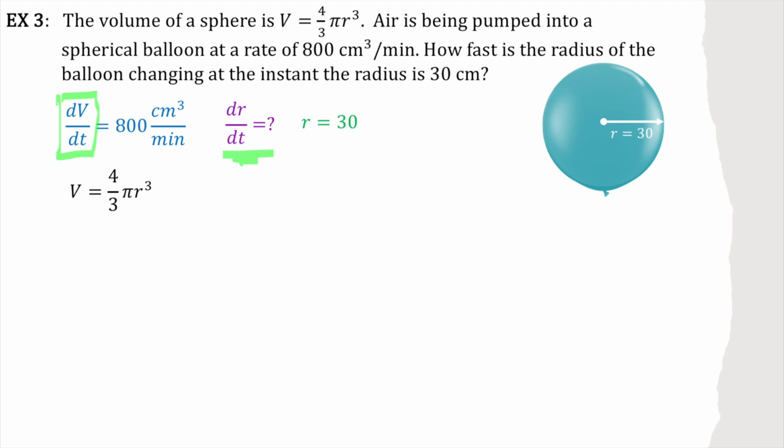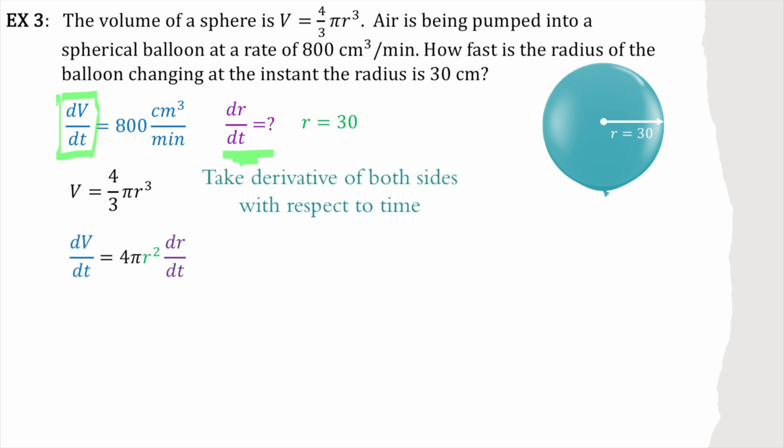Once we have all of our information written down, let's solve it. So take the derivative of both sides with respect to time. dV/dt equals 4 pi r squared dr/dt. Plug in what we know. 800 equals 4 pi 30 squared dr/dt. And now we just need to isolate dr/dt.